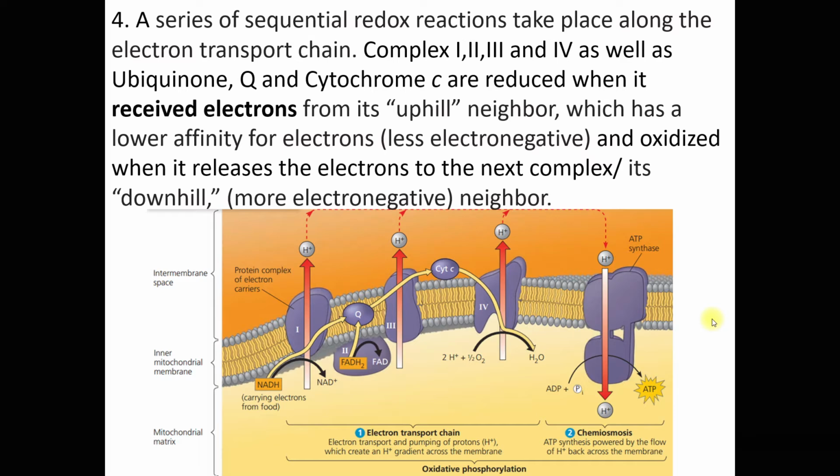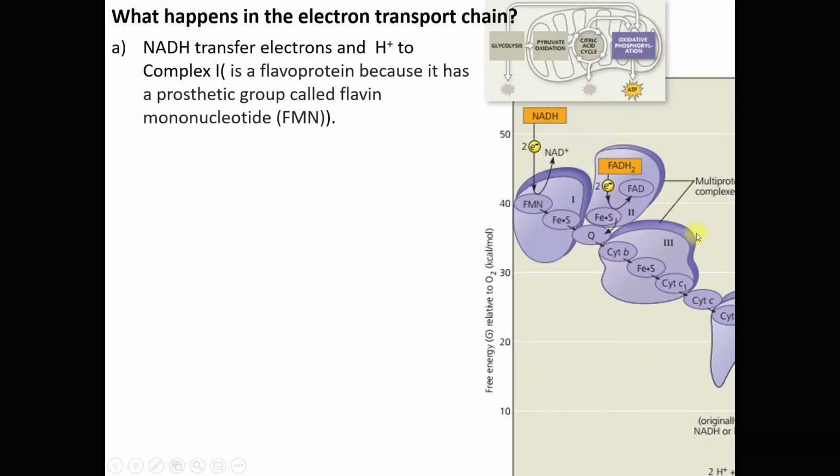Okay, so before we proceed, I hope you understand the concept of uphill and downhill neighbor, right? Now, what happens in the electron transport chain? So we have a different view of the earlier diagram of the electron transport chain. This is more or less the same, just that this diagram is a bit more detailed, right? Because it tells you what the prosthetic groups inside each complex are.